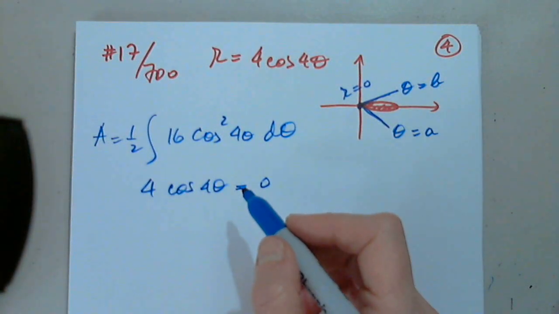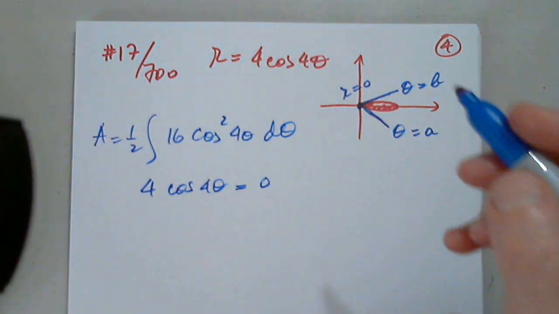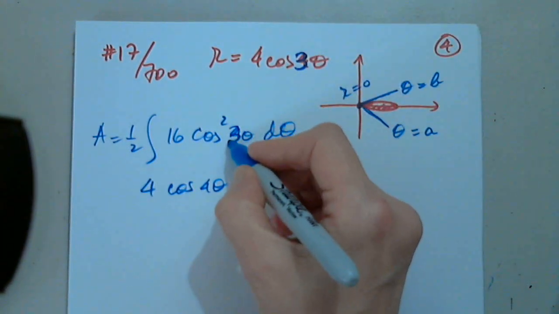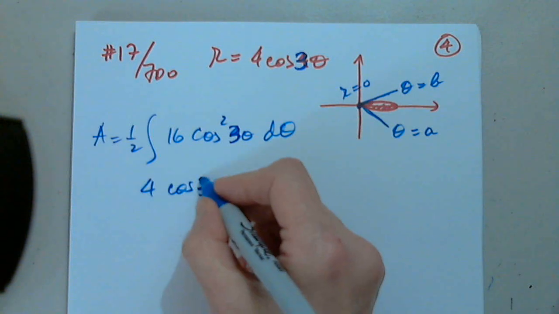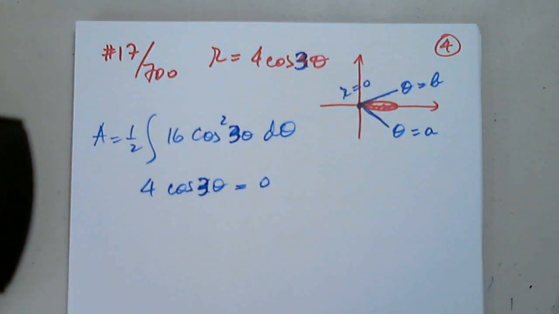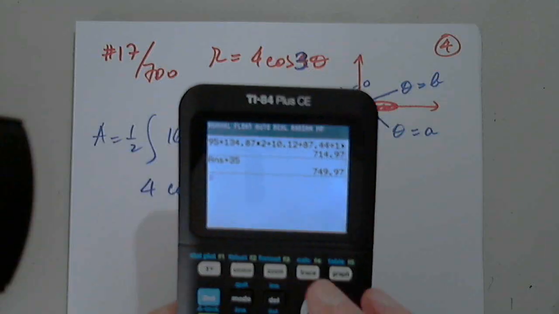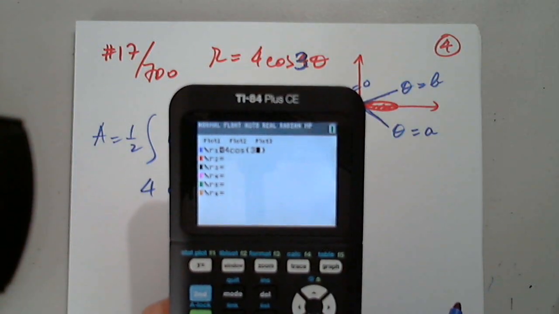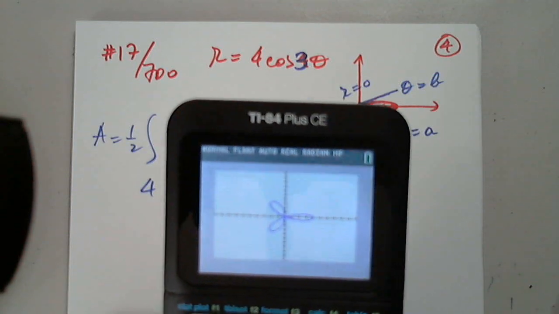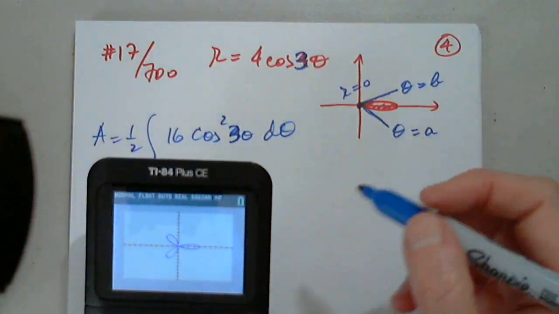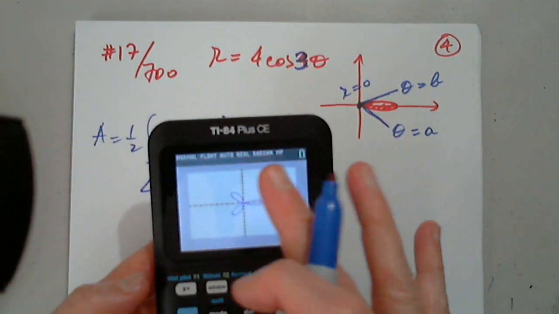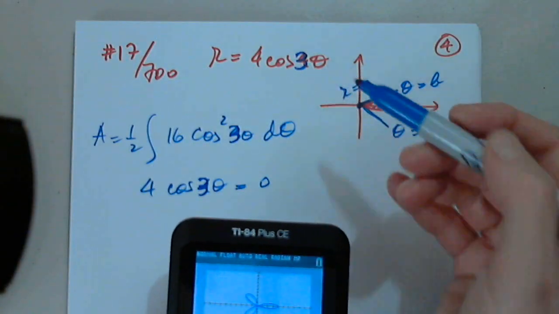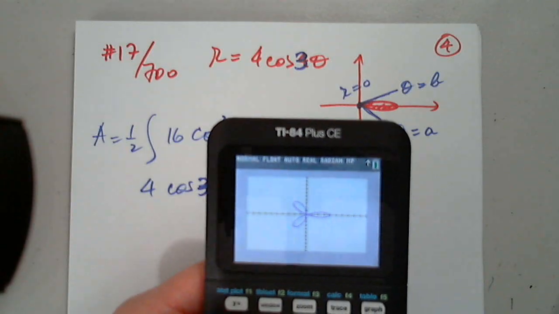I think I copied the problem incorrectly. It was 3 theta. So sorry, please correct that. So it's 3 theta. And of course, I have to make the correction here. Let's take a look and see what happens. Okay, so that is the correct graph for 4 cosine 3 theta. Sorry, I entered 4 by mistake.